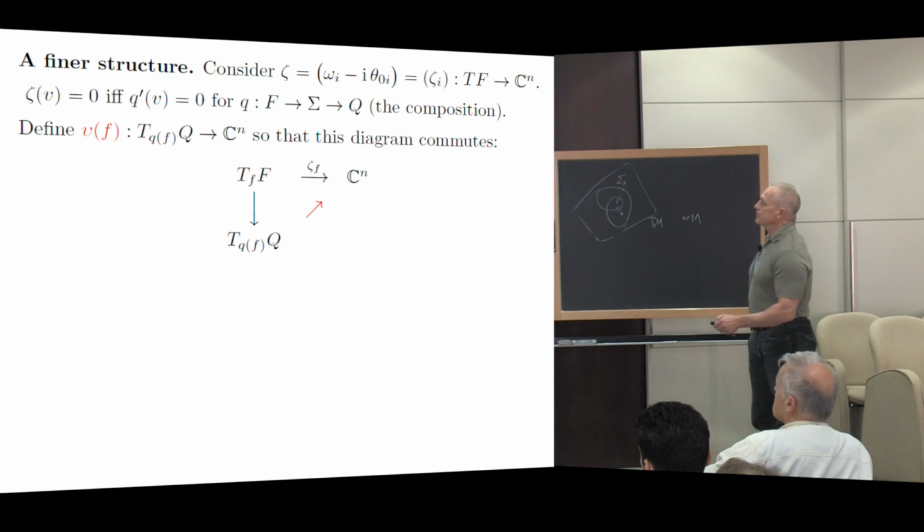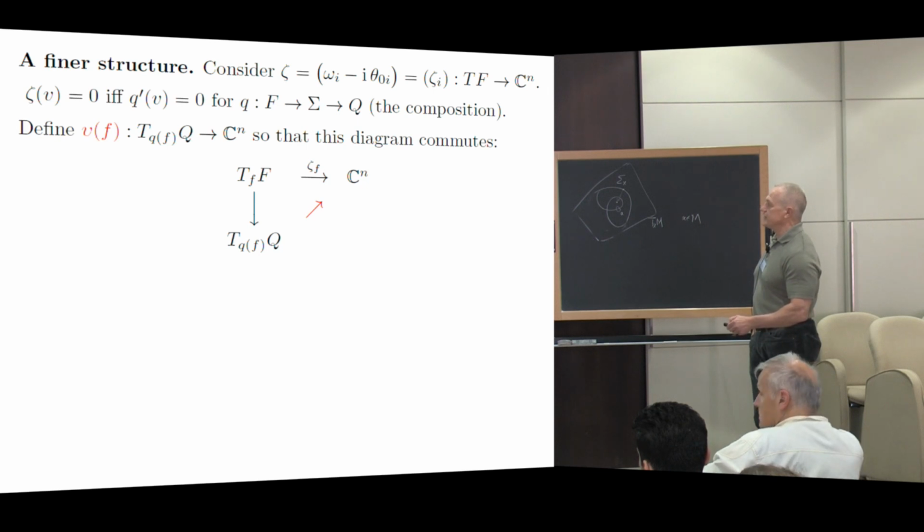there is a unique map, for any given little f in F, from the tangent space at Q of F to Q to C^n that makes this diagram commute. Call that V of f. That's what this red arrow is right here.